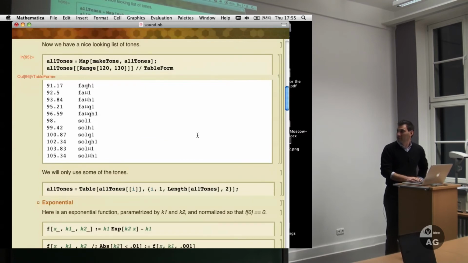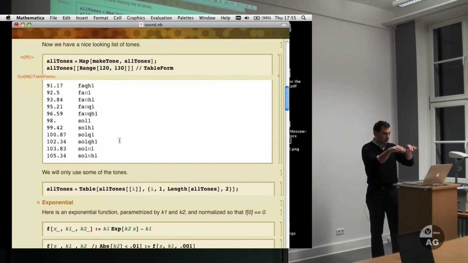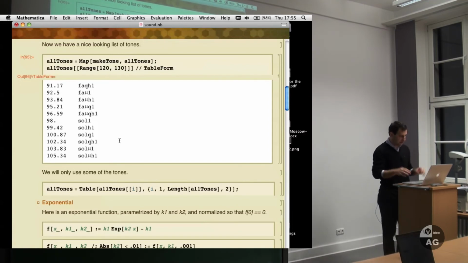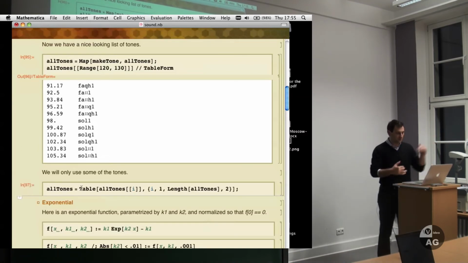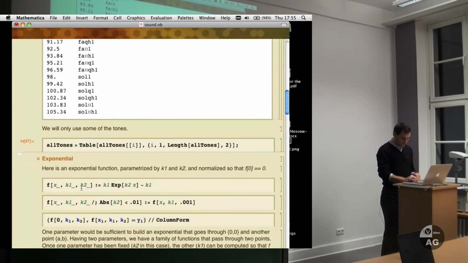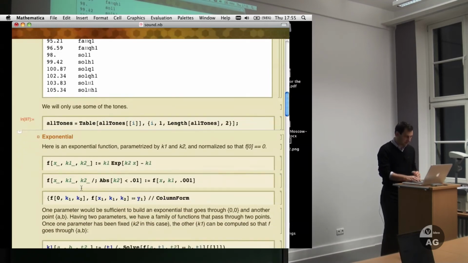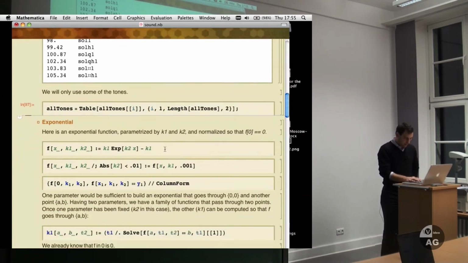Okay, this is just a start. And then actually these are way too many notes because there are all the intermediate notes, and it didn't want so many, so we filter a little bit. So this list, all tones, is the list of tones that we will actually use.